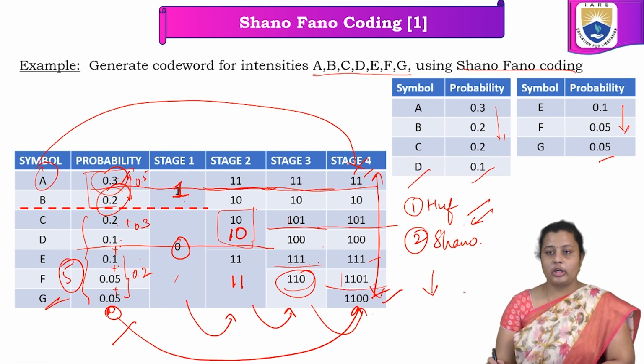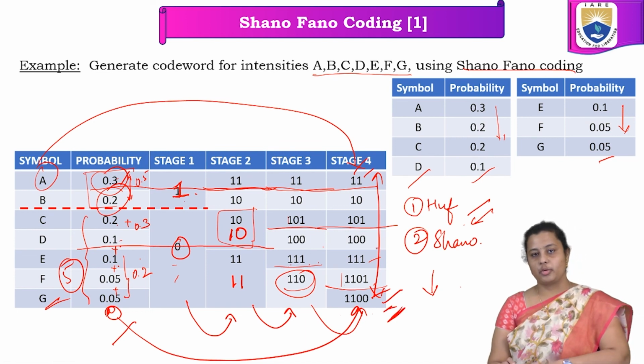Now here, what are we doing in Shannon-Fano coding? In Shannon-Fano coding, we are splitting the probability values into two subgroups and we are coding, right? So the first stage is given. In the first stage we will have two subgroups. Later on we will continue till all the symbol values are represented in each subgroup, right?